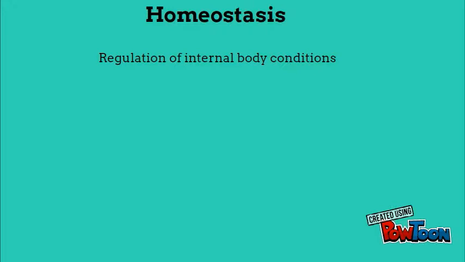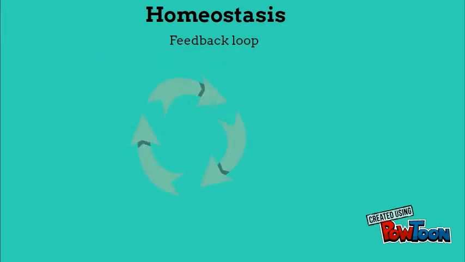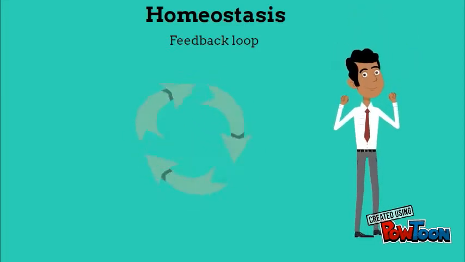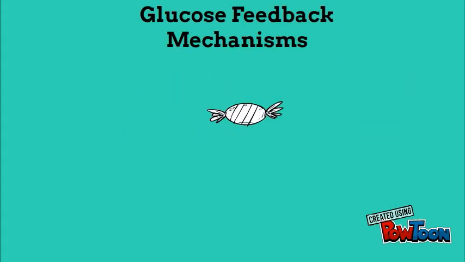Homeostasis is the regulation of internal body conditions, such as temperature and blood sugar. When a change in the system is detected, a reaction is induced by nervous or hormonal signals. The body's response is known as feedback. When feedback occurs, the change is neutralized. These processes keep our glucose feedback mechanisms.